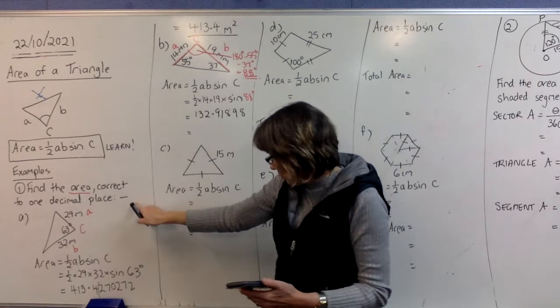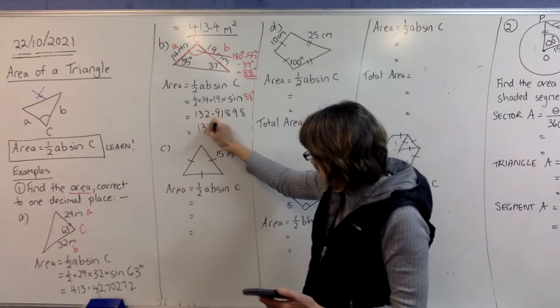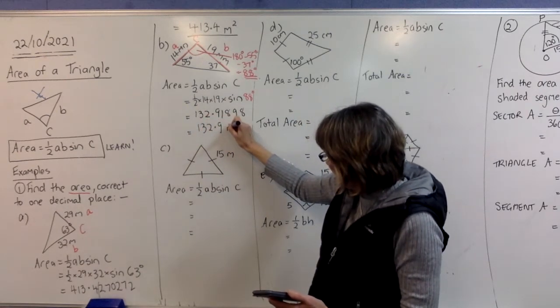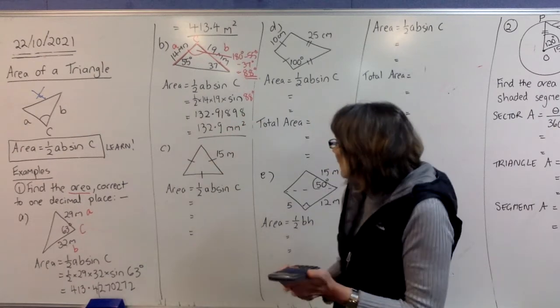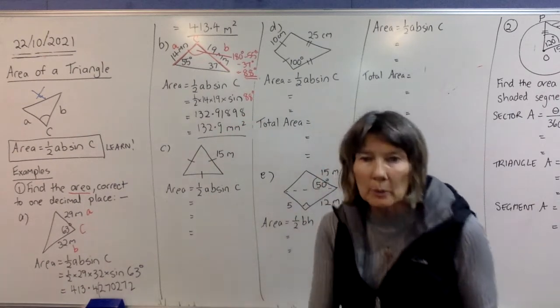And we're going to one decimal place, 132.9 millimetres squared for area. All right, now they're all getting a little bit trickier.